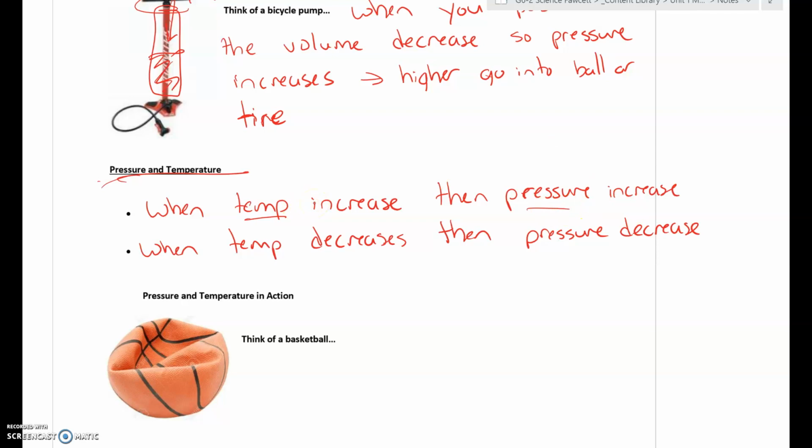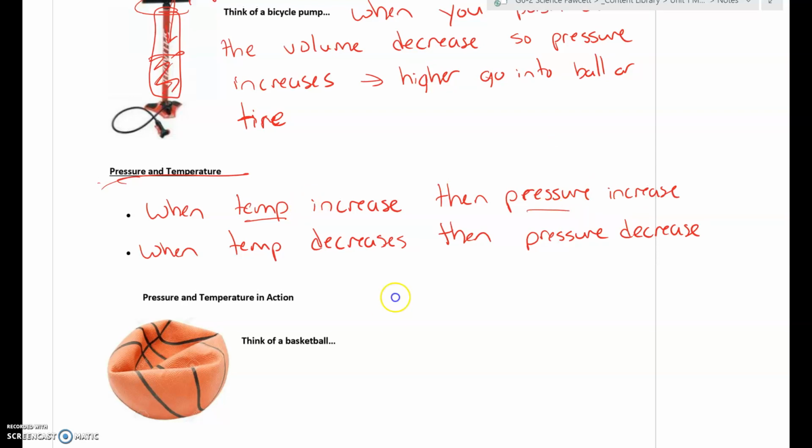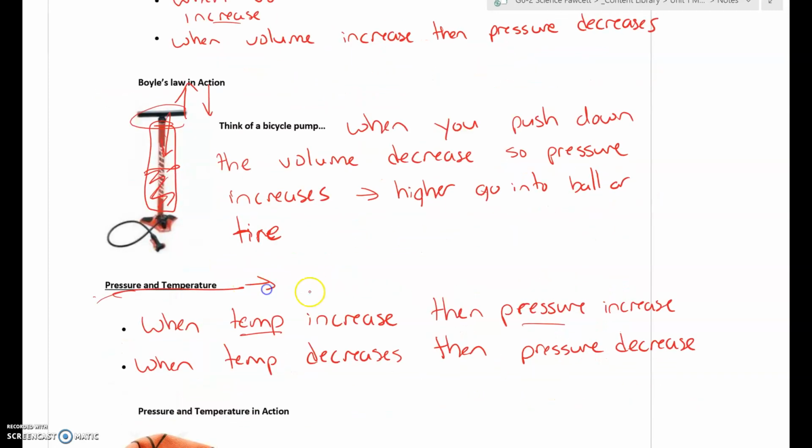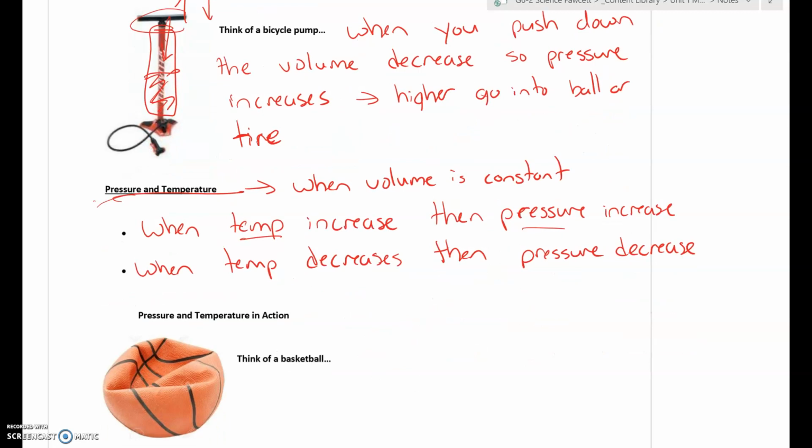Now, one key thing about all of these laws is that they're assuming that the other quantity is kept the same. So Boyle's law is the relationship between pressure and volume when temperature is constant or doesn't change. So this relationship is assuming temperature is the same. And for pressure and temperature, we're assuming now that volume is the same. So all of these laws are assuming that the third thing is not changing. So if we did something to increase the pressure and we kept volume the same, that would force temperature to increase.